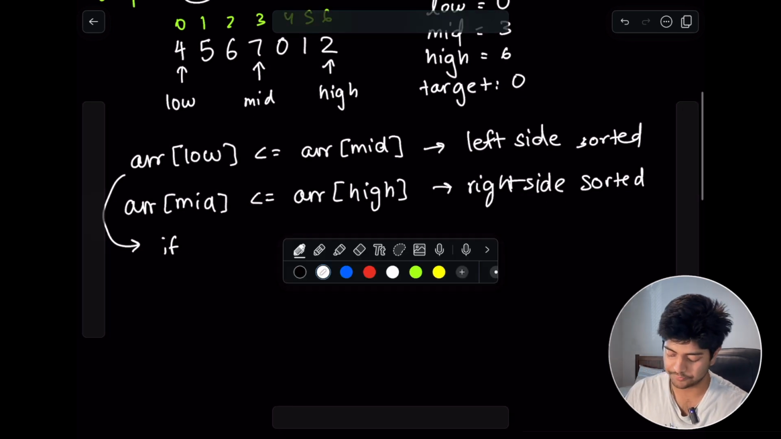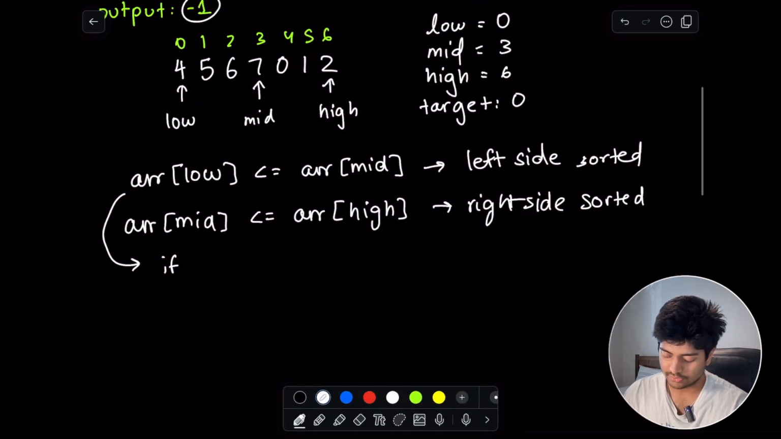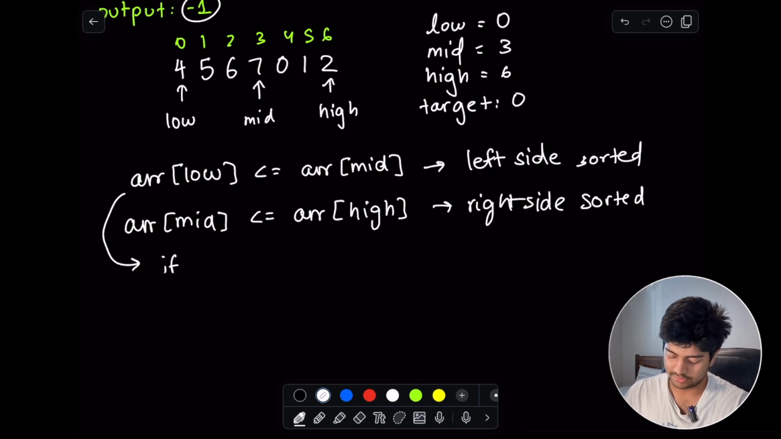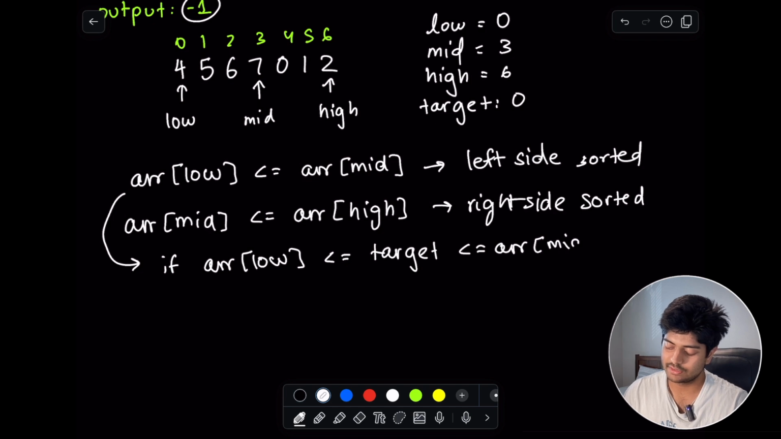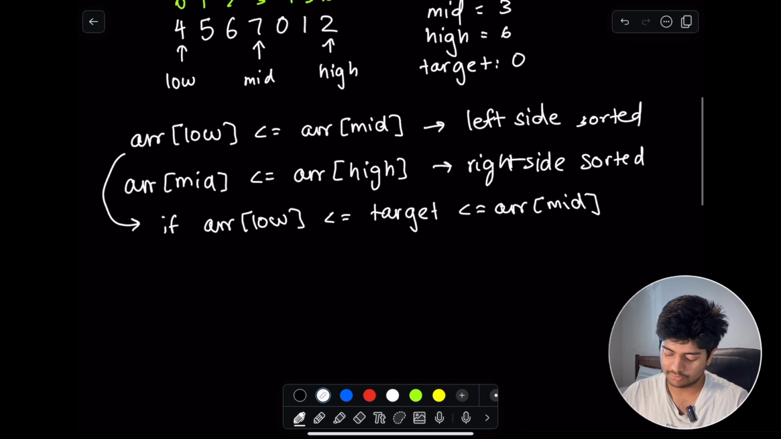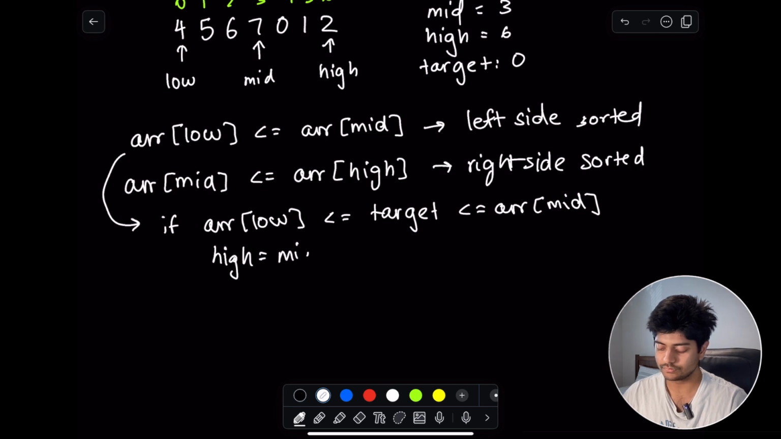So we can just compare the target, right? Essentially, I'm going to do it the math way here. All we're going to check is, hey, is the array at low less than or equal to target, and is target less than or equal to the array at mid, right? If that is the case, that means we know it's in that range. We want to move the right over. In this case, it's high, and high is going to be mid minus 1.